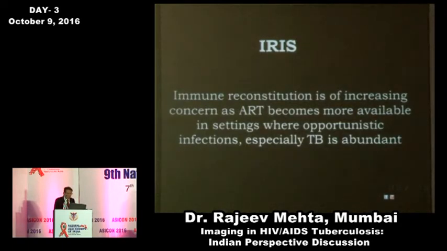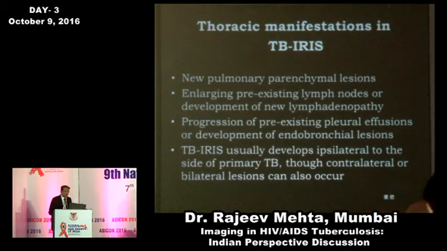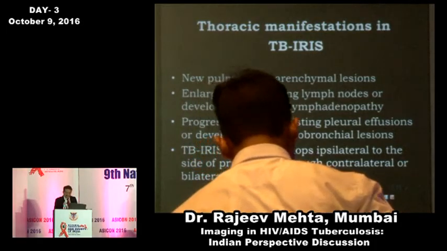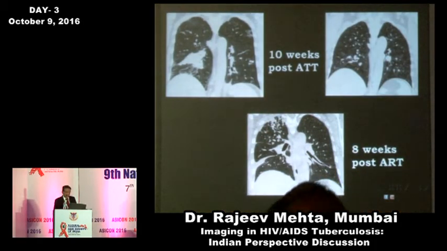IRIS, everybody knows about it. The most important thing is that in TB IRIS, you can see an exaggeration of the existing lesions or new parenchymal lesions. One such case I would like to discuss over here. This is a patient who presented with the classical presentation of patchy consolidation, a little bit of ground glass attenuation, small centrilobular nodules in the left lower lobe, typical imaging findings in an HIV-infected patient with constitutional symptoms.